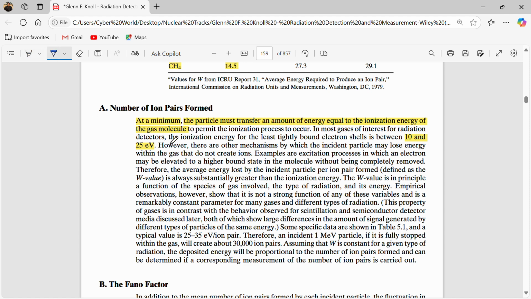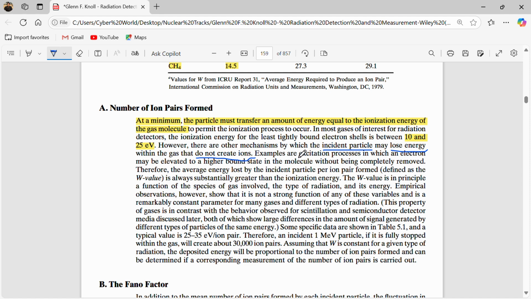There is another factor. Some of the incoming particles, or you can say incident particles, sometimes lose their energy, and they no longer have a sufficient amount of energy to ionize the gas. So in that scenario, there is also a probability that ion pairs do not get created. Let's take an example: the excitation process.